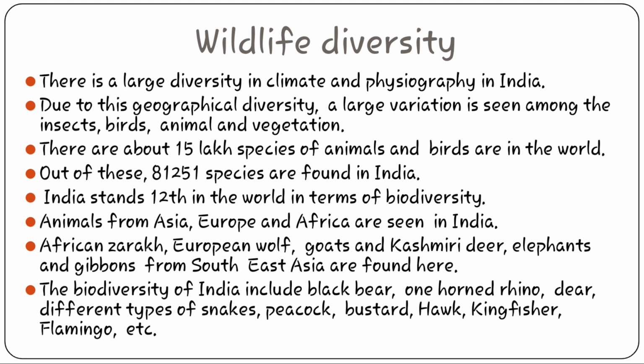Please underline the next line. There are about 15 lakh species of birds and animals in the world. In the whole world, 15 lakh species are there. Out of these, 81,251 species are found in India. Please underline. How many species of animals are found in India? 81,251 species are found in India.